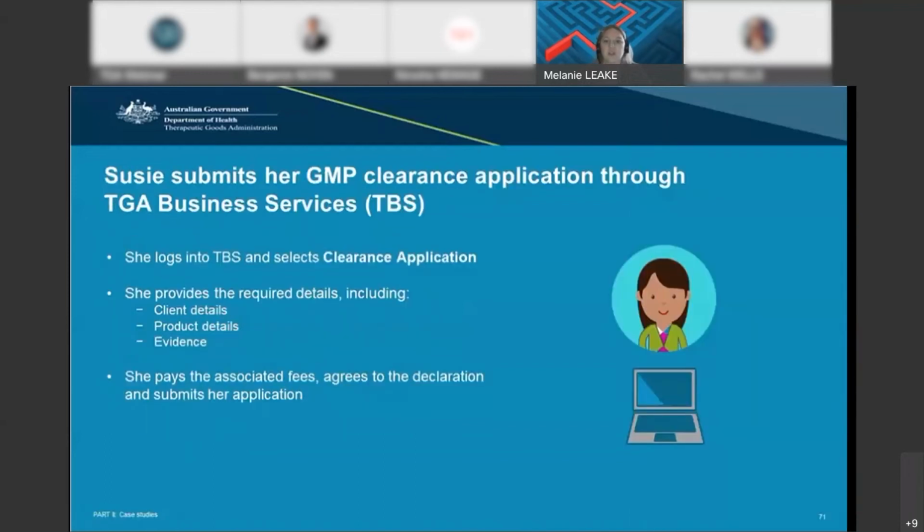Now, Susie submits her GMP clearance application through TGA Business Services. So she logs in, selecting clearance application, provides the required details, pays the associated fees, and agrees to the declaration. Susie's now submitted her GMP clearance application successfully.